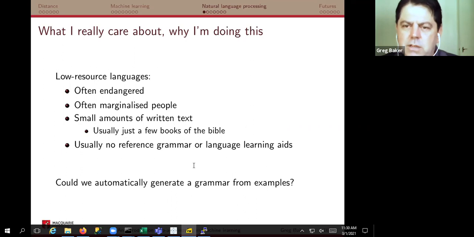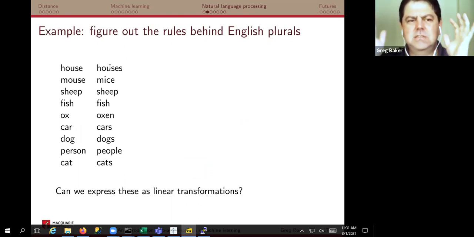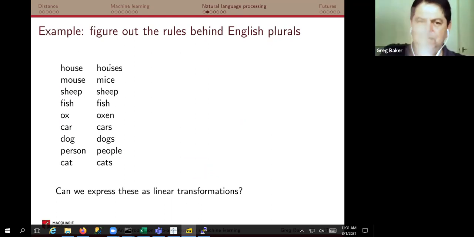But it also works in things like Chinese, for example. So how do I go from I walk, 我坐, to I walked, 我坐了? We're still putting things on the end of the words to represent the different tenses or the different aspects of a verb. So can we think about these kinds of grammar rules as linear transformations? Well, you'd think so, yes, because to get from house to houses, it's take the word and shift it sort of one space to the left and then add an S on the end.